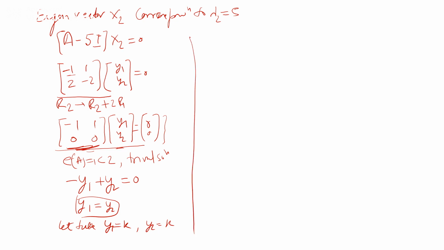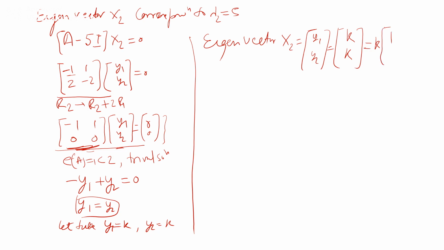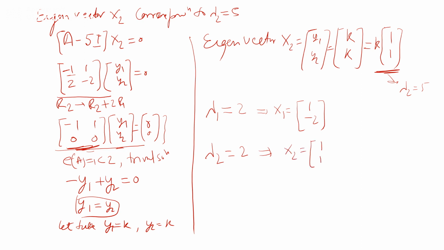So the eigenvector x2 is what? That is y1, y2, this is k, and if we take k as common, we write 1, 1. Now this is an eigenvector corresponding to lambda 2, which is 5. So we can say eigenvalue lambda 1 is equal to 2, and corresponding vector x1 is what? We get 1 and minus 2, and lambda 2, that is the second eigenvalue, and corresponding vector x2 is 1, 1.